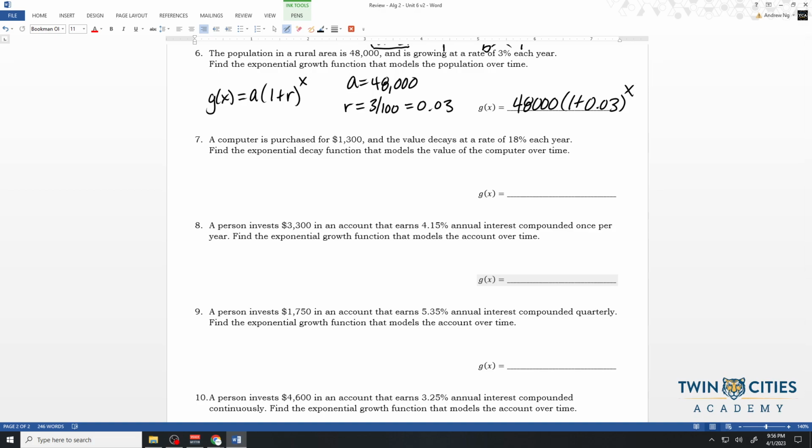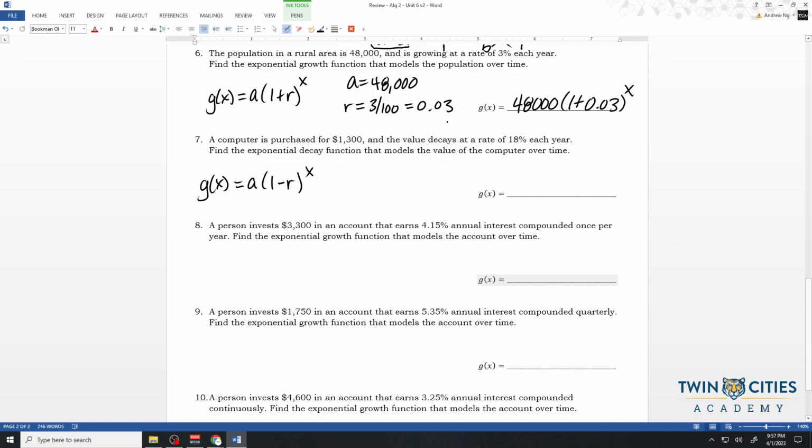Number 7. A computer is purchased for $1,300. The value decays at a rate of 18% each year. Okay, so this is exponential decay. Find the exponential decay function that models the value of the computer over time. For this, it's going to be very similar to number 6, except growth to decay. This will be g of x equals a is still going to be your starting amount, parentheses 1, but this time instead of plus, minus r, because we're decaying, to the x.